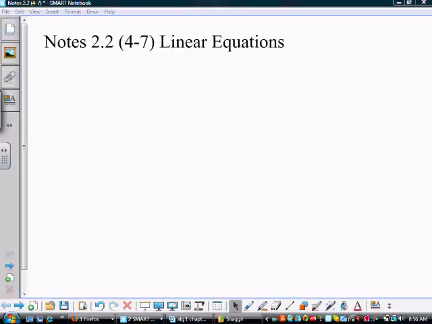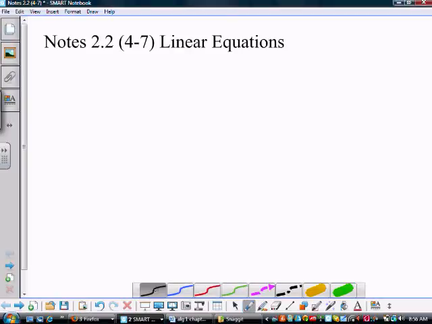So linear equations. There are three forms of linear equations that we'll work with that you've worked with before. And you may not be as familiar with some of the forms as you are with some of the other ones, but we'll go over the forms to start off with. And that would be what I talked about from the homework. First off, standard form.